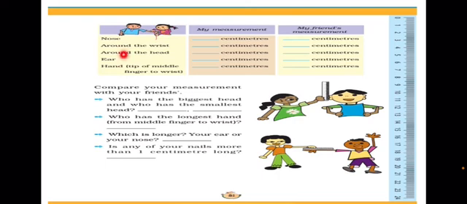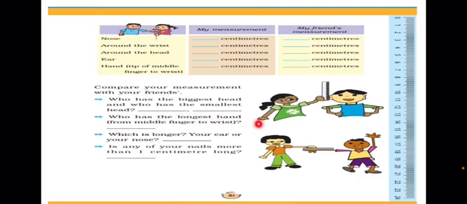Now here you need to do an activity where you will be measuring your nose, your wrist, your head, ear and hands. So you will write your measurements in centimeters over here and your friend's measurement in centimeters over here. So compare your measurements with your friends. Who has the biggest head and who has the smallest head? So you need to write the person who's having the biggest head and the person who's having the smallest head.